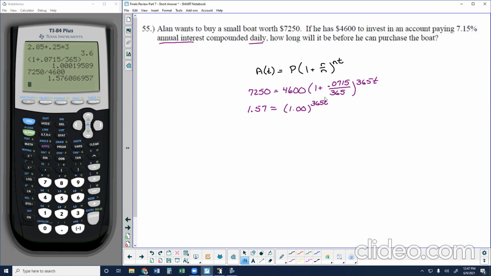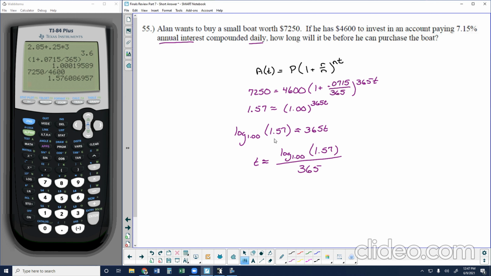So now I need to get the t out of the exponent. So I'm going to use a logarithm with the base of approximately 1. So log base approximately 1 of this 1.57 is equal to 365t. And then to get t by itself, I'm going to divide by 365. So this again is approximate as I've rounded my decimals. So log base of almost 1 of 1.57 over 365.